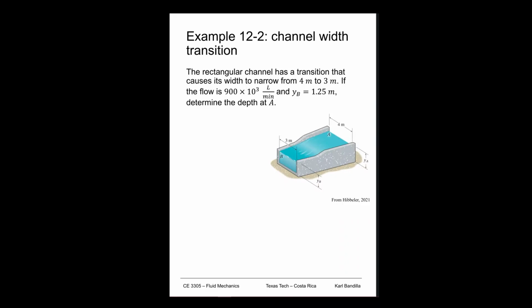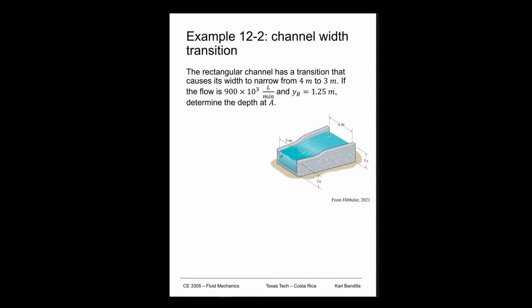This is example 12-2. We have a channel with a width transition, right? So we go from flowing from A to B, and we can say that at A it was 4 meters wide, and now at B it is 3 meters wide. We're given that we have a flow of 900,000 liters per minute, and we're told that at B the depth is 1.25 meter, and now we need to find what the depth at A is.